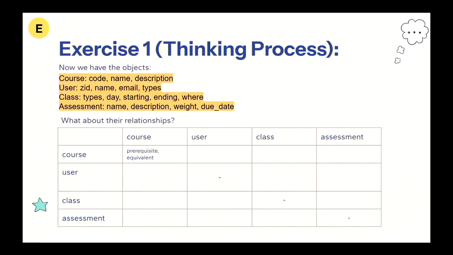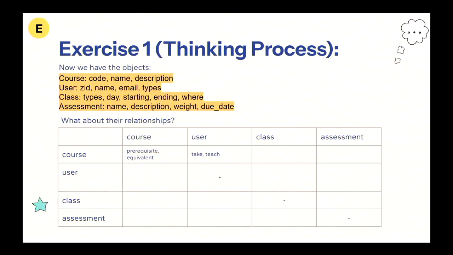Oh, sorry, I messed up again. And what about courses and users? Actually, just now some students have mentioned this type of relations. Yes, there are. For students, some students may take the course. And for some users, like lecturers or course admins, they teach the course. So there are two types of relations. One is a user can take a course, and the other one is a user can teach a course.